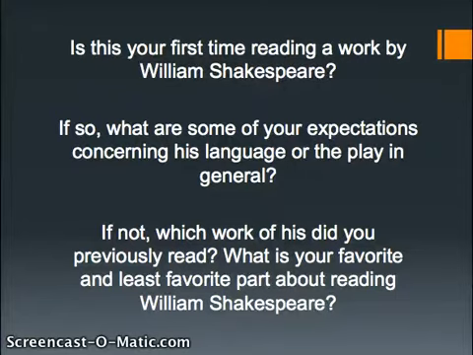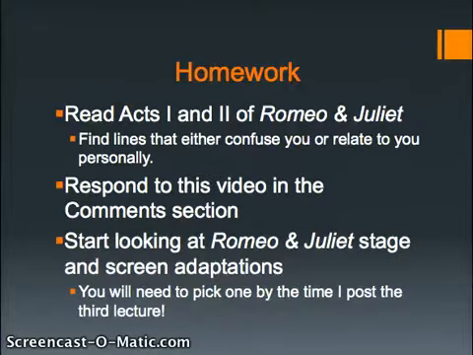With the prologue in mind, for homework, I would like you all to read the first 2 acts of Romeo and Juliet. And while you are reading, select some lines from the text that you either relate to or are confused by. Now we will discuss the first 2 acts in detail in the next lecture, but if you are confused by anything in the first 2 acts, let me know. Also, start looking at some Romeo and Juliet stage and screen adaptations, because you will need to pick one by the time I post the 3rd lecture.